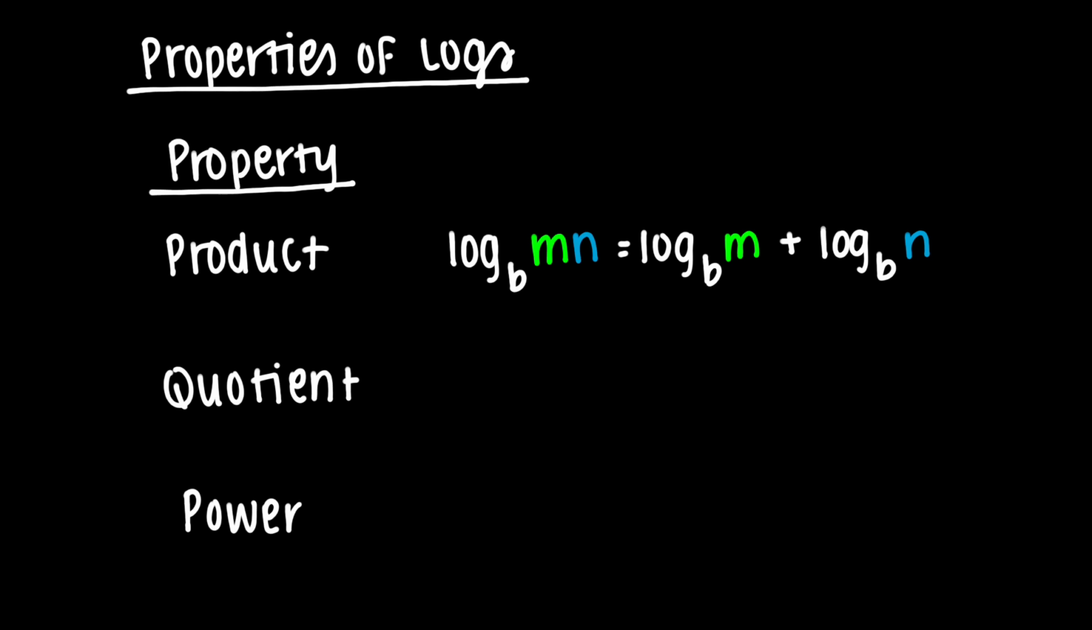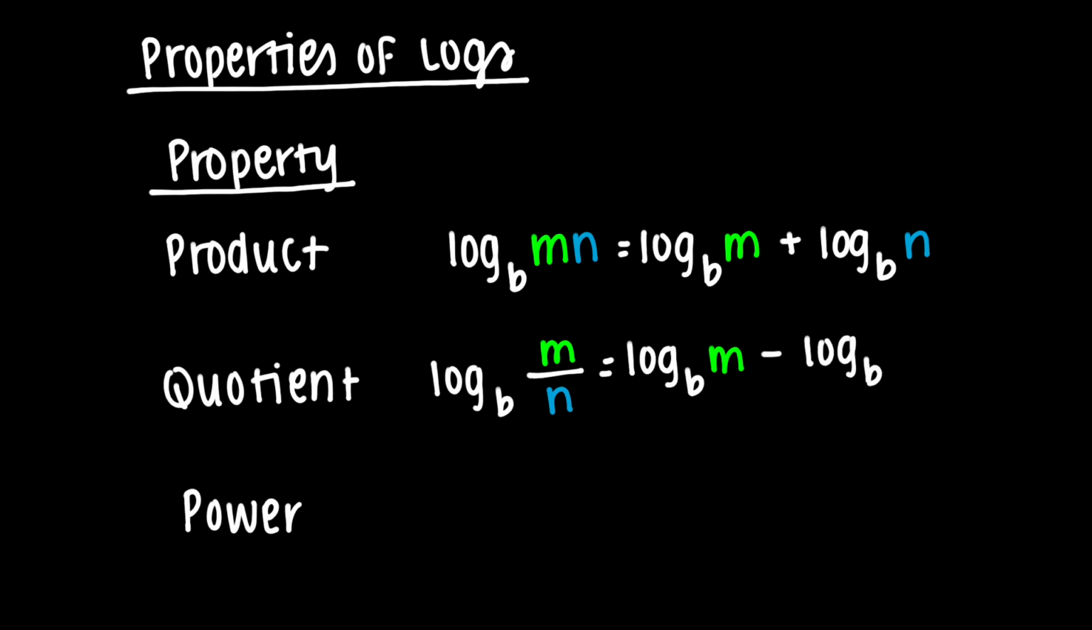Now for quotient, if I have log base b still of m divided by n, because division is what quotient means, what I can break that down into is a log base b of m minus the log base b of n. So product, multiplication goes with addition, quotient, division goes with subtraction.